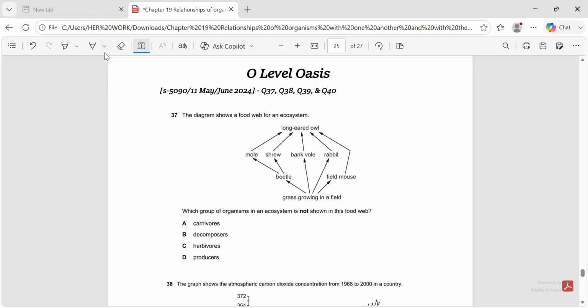If you look carefully, the food web includes producers such as grass, herbivores like rabbits and field mice, and carnivores such as owls and moles. However, there are no organisms shown that break down dead organic matter. So, B is the correct answer because decomposers are not shown in the food web.